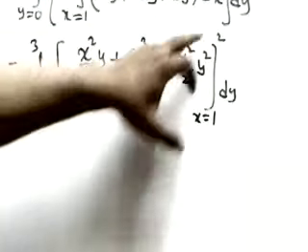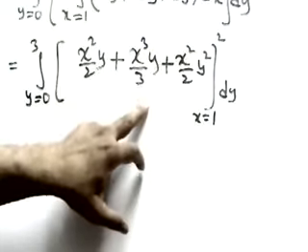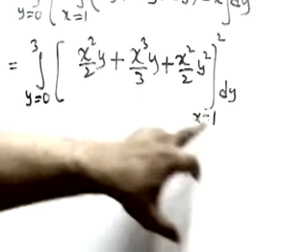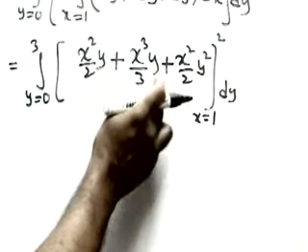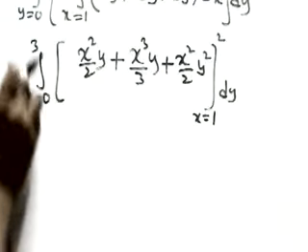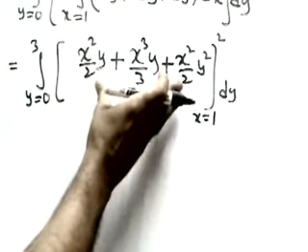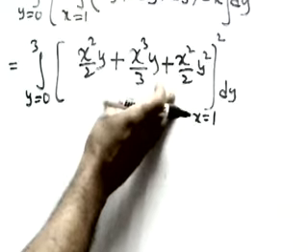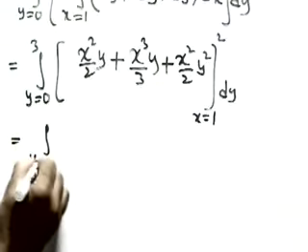Now what is our method? Our method is upper limit minus lower limit. Upper limit means in place of x you have to write 2. Lower limit means in place of x we have to write 1. First we have to solve this keeping upper limit minus lower limit. Then after solving, taking values together, we have to integrate with respect to y.